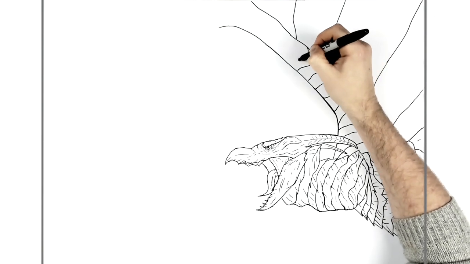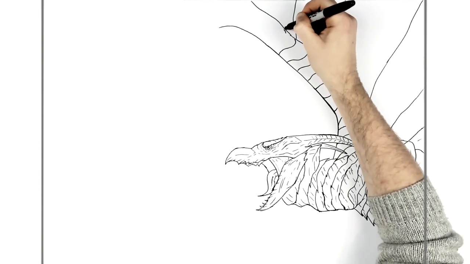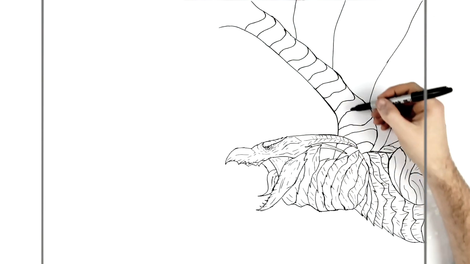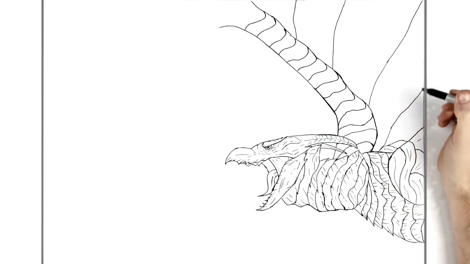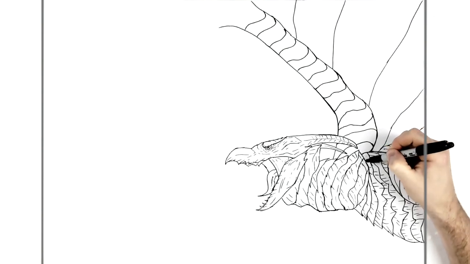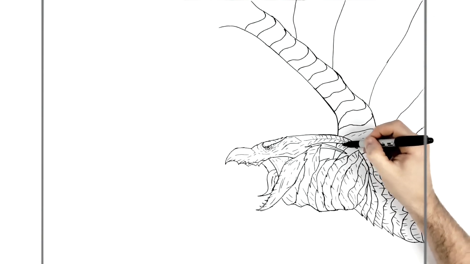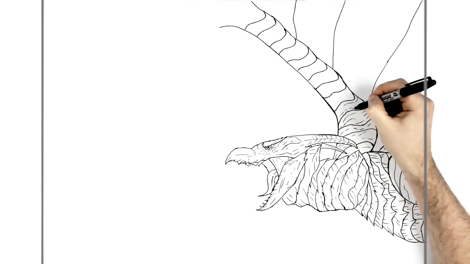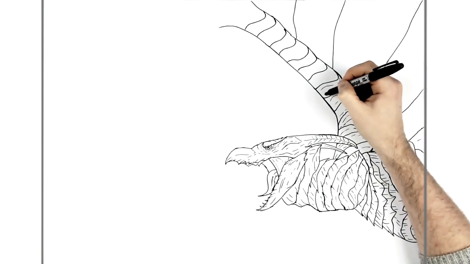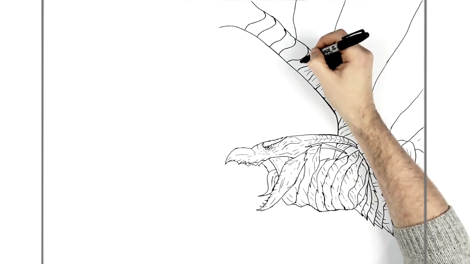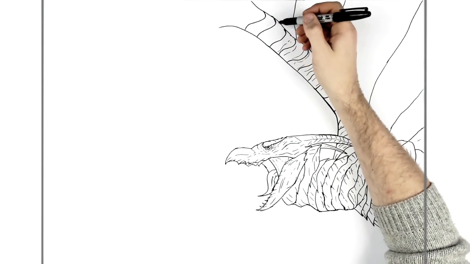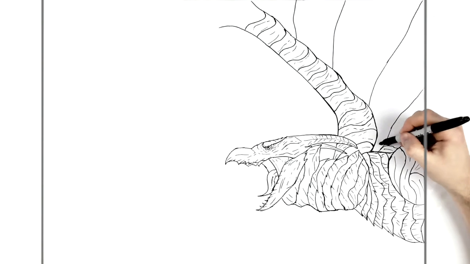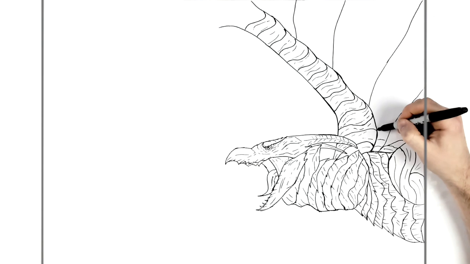So this will go all up his arm. And just adding texture to the scales all the way up. Like so, and then going down his wings as well. So you add all this kind of in between.